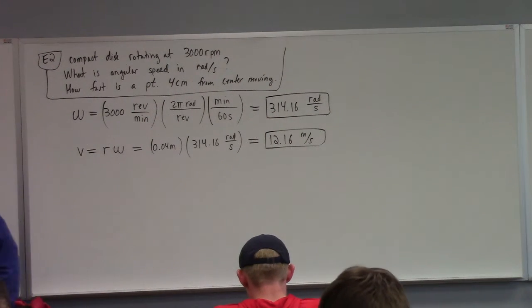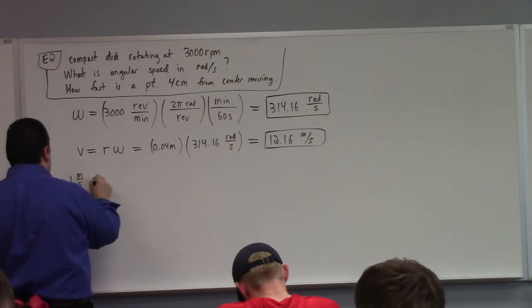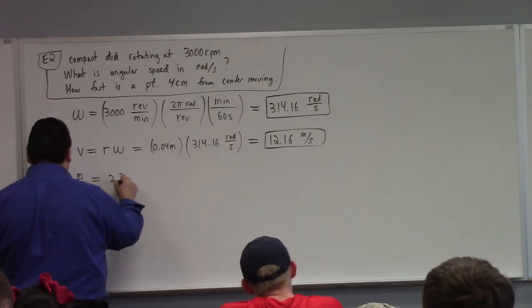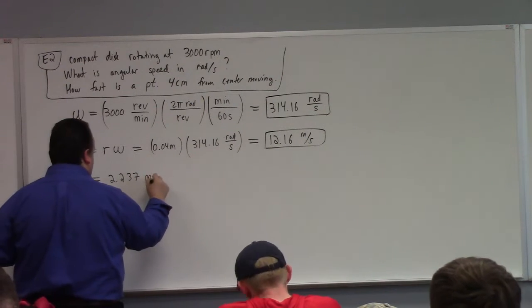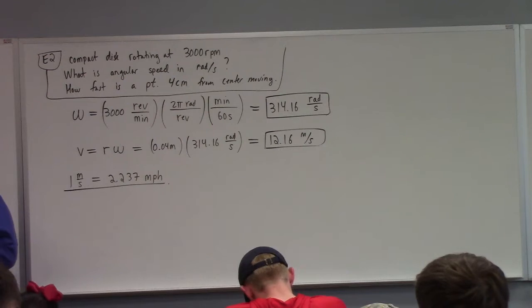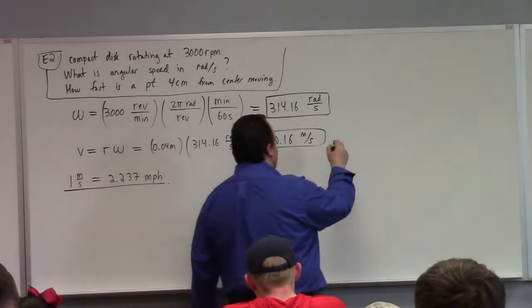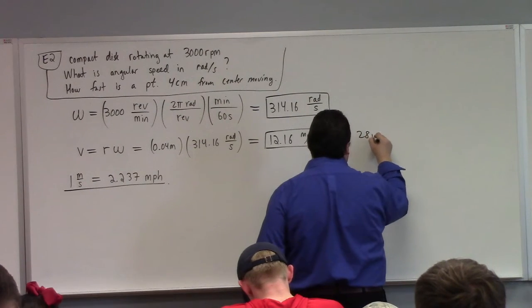Fun fact, 1 meter per second is equal to 2.237 miles per hour, if you work it out. So that is about 28 miles per hour.